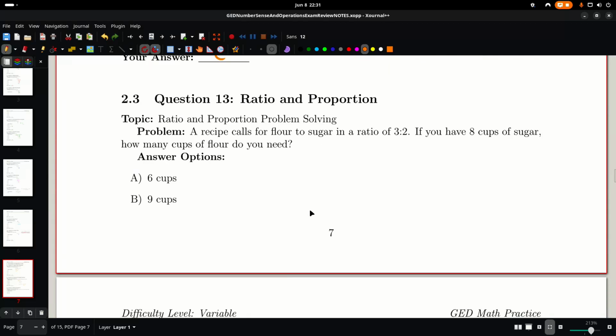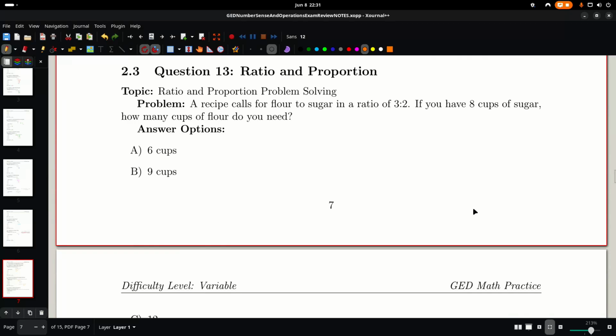All right, question 13, ratio and proportion. In this one, a recipe calls for flour to sugar in a ratio of 3:2. If you have 8 cups of sugar, how many cups of flour do you need? So here we can reverse our ratio if it makes it a bit easier. So sugar to flour has to be 2:3. So we can write that as 2 over 3.